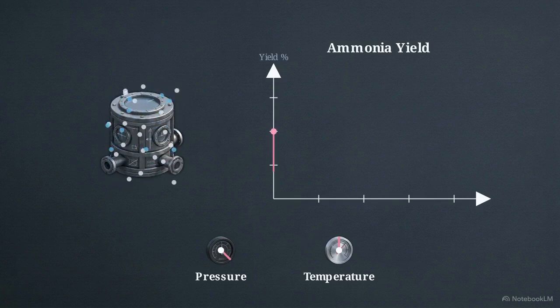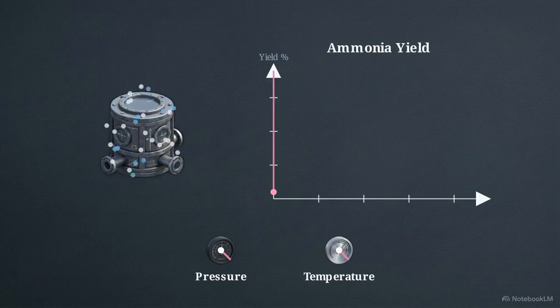According to Le Chatelier, forcing the absolute maximum amount of ammonia requires extremely high pressure to favor the side with fewer moles, and extremely low temperatures to favor the exothermic direction. But this creates a kinetic paradox. Low temperatures guarantee a massive theoretical yield, but they drain the particle's kinetic energy. The molecular collisions become incredibly rare and too weak to overcome the activation energy.